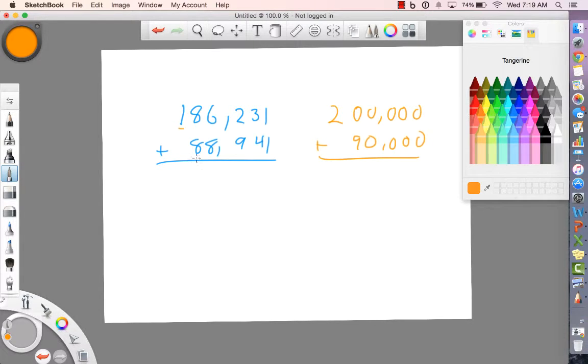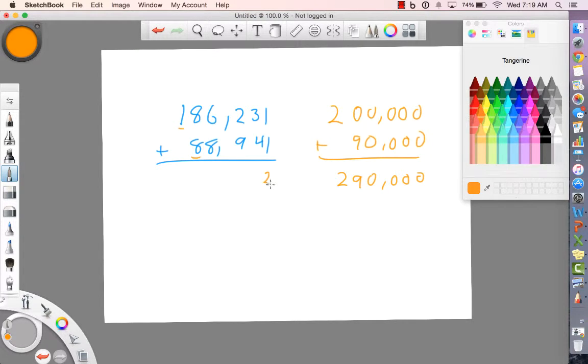We rounded the top one up, we rounded the second one up, and so this answer is definitely going to be larger than our actual answer. So we have 290,000. So our answer should be smaller than 290,000. But let's go ahead and do it and see.